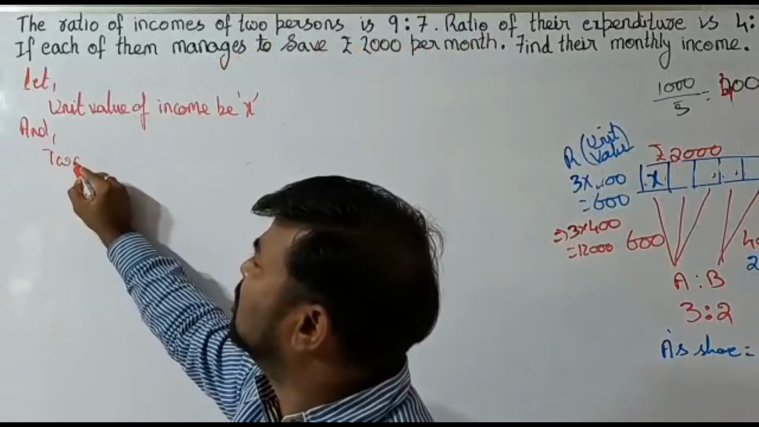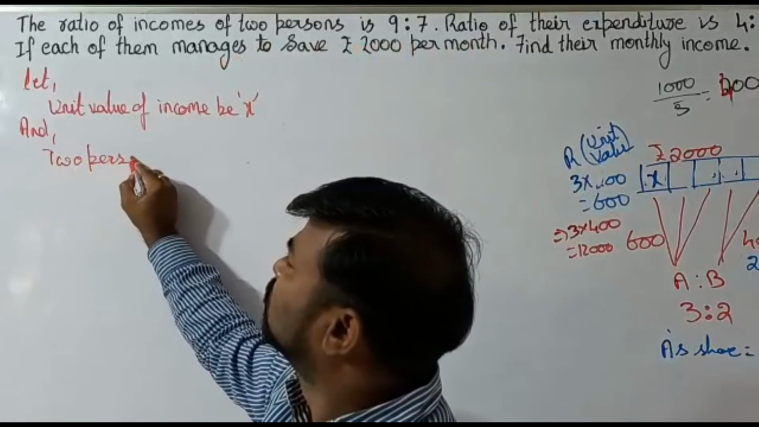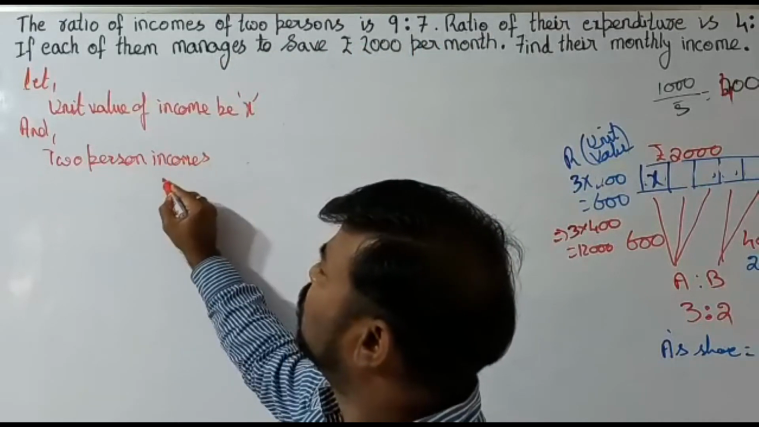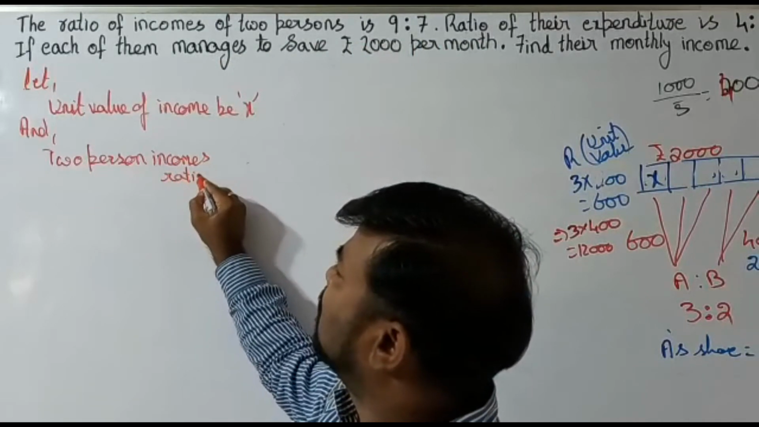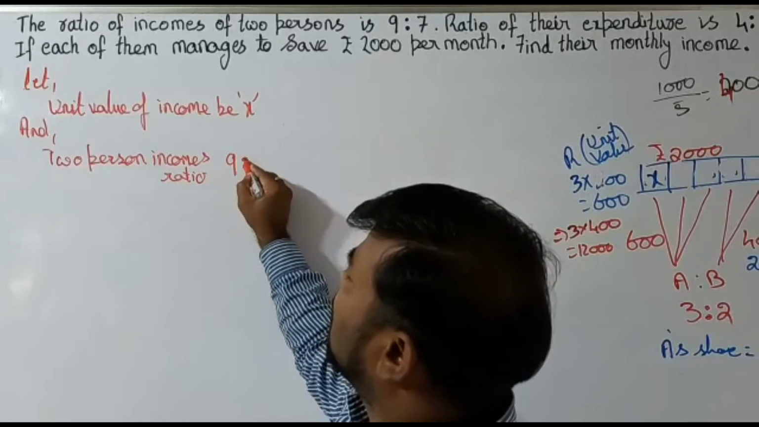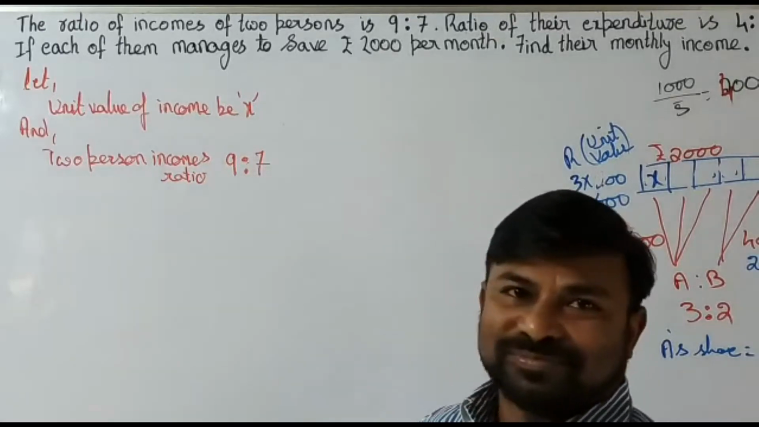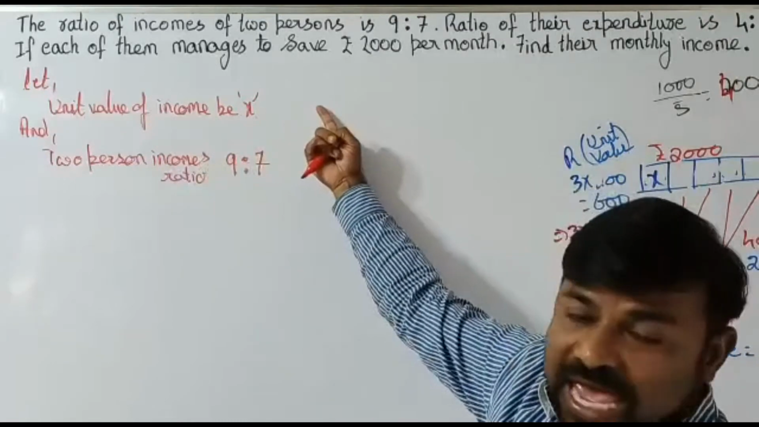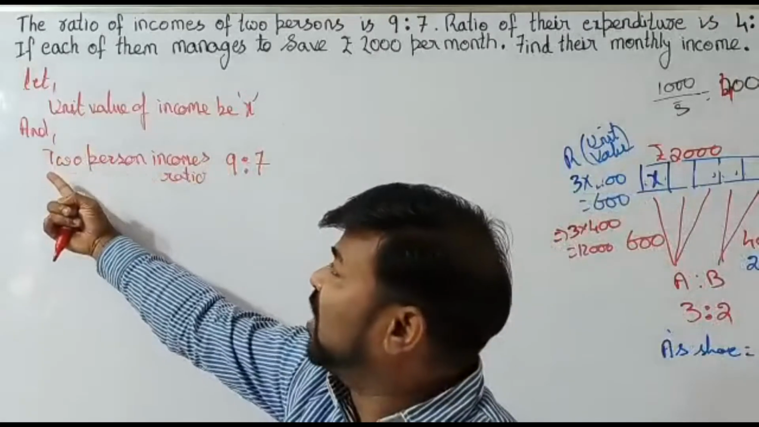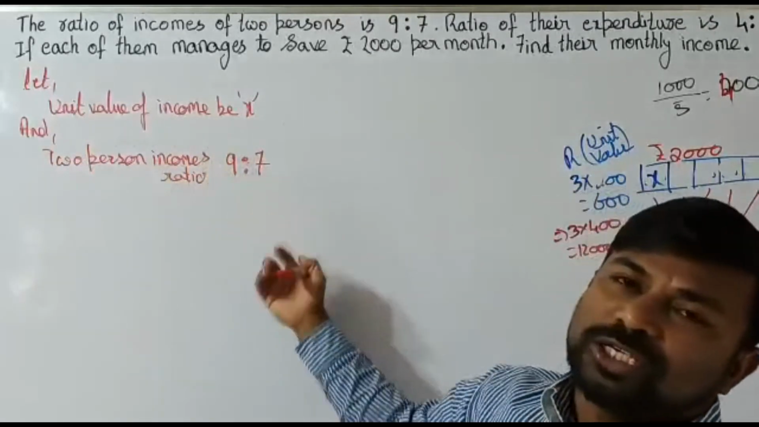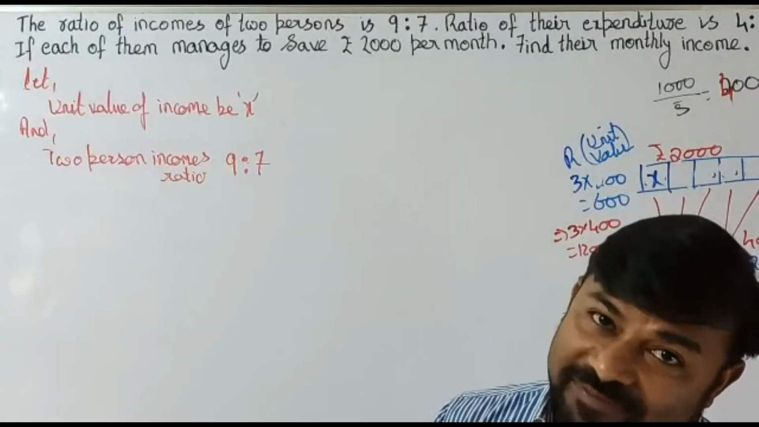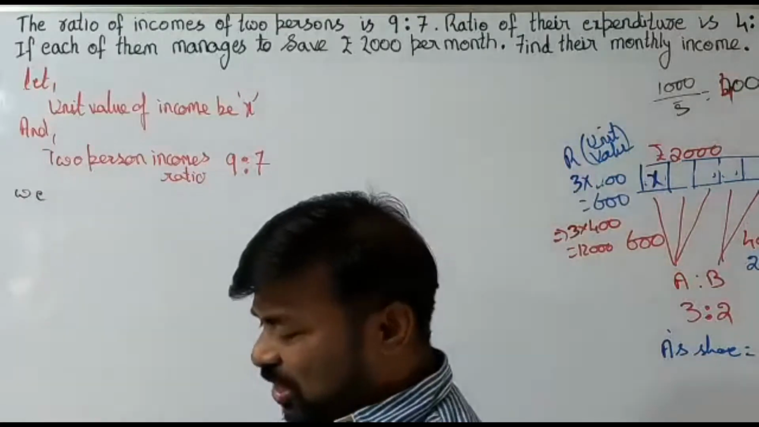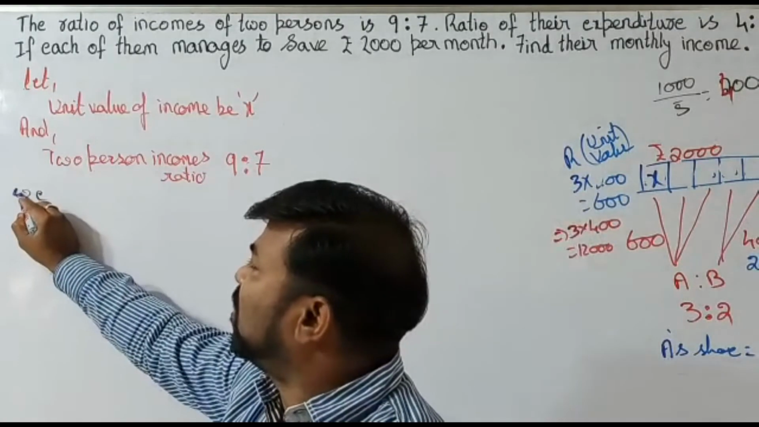Two persons' incomes, the ratio. What is the ratio he has given? It's nothing but 9:7. Okay, so that's what I said. Let the unit value of income be X, and as it is given, the two persons' incomes are in the ratio 9:7. Right? Then we know the formula. Just now I said to you, we know the formula.